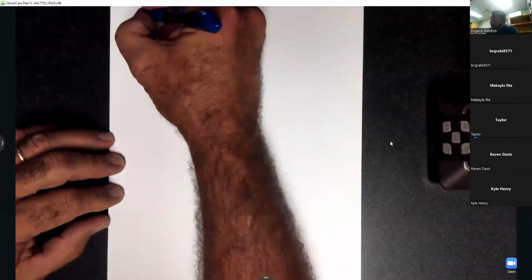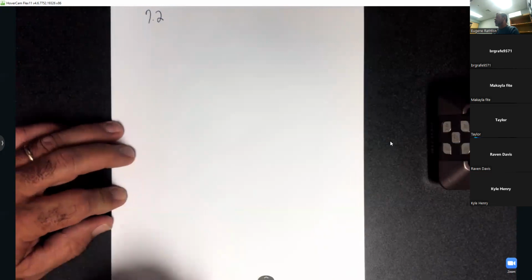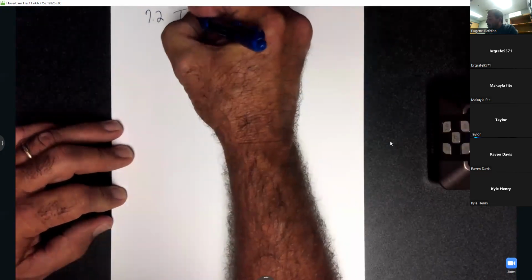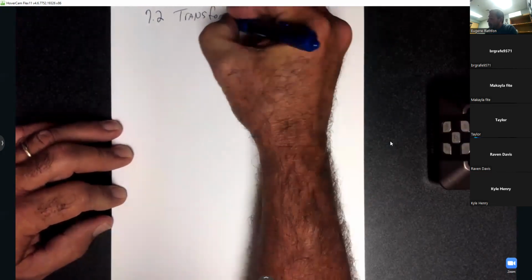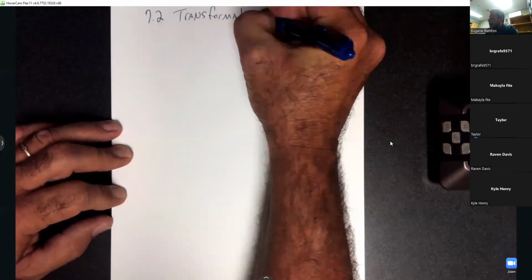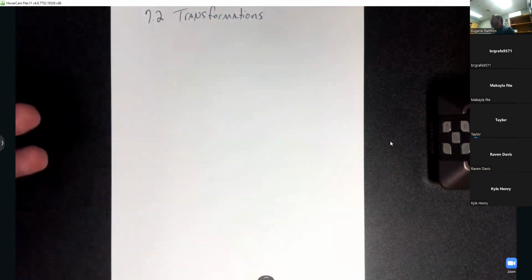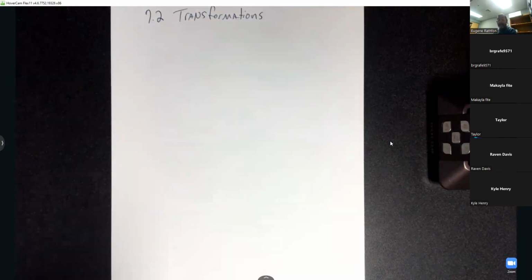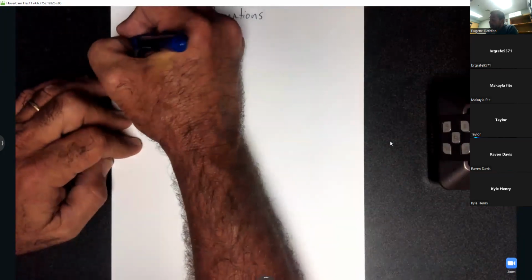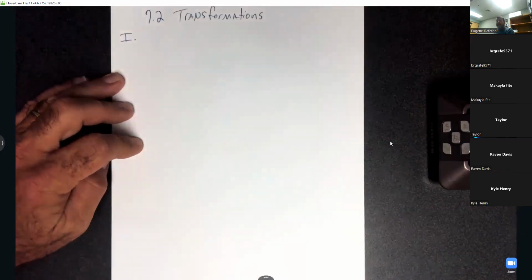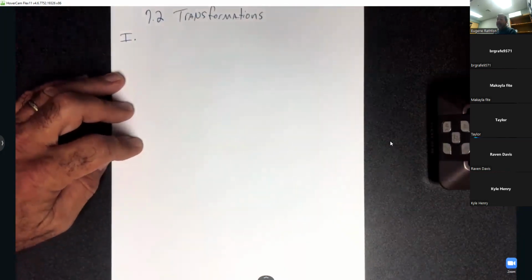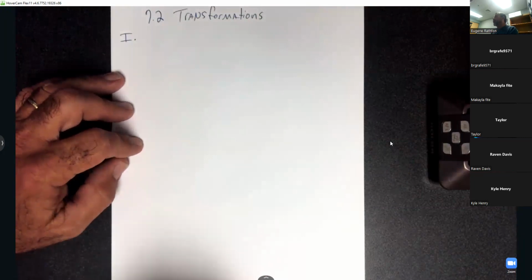All right, so 7.2 deals with transformations. To me, transformations means moving the graphs around. I can move the graph up and down. I can move the graph left to right. I can flip the graph over the x-axis. So those will be the 3 major transformations we're looking at. First of all, we will look at what we call a vertical shift.